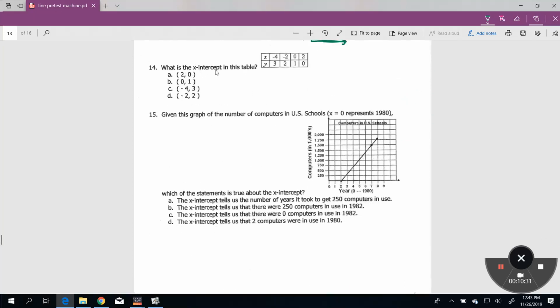What is the x-intercept? Again, the x-intercept is when y equals 0. So I come here, oh, there's a y value of 0. So my x-intercept is (2, 0). Given this graph, which of these statements is true about the x-intercept? So here's the x-intercept. There are 0 computers in 1982. So the x-intercept tells us the number of years it took to get 250. No, the x-intercept tells us there were 200. No, the x-intercept tells us there were 0 computers in use in 1982. There we go.